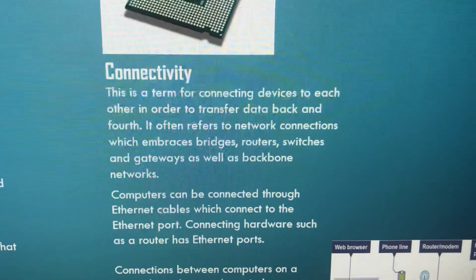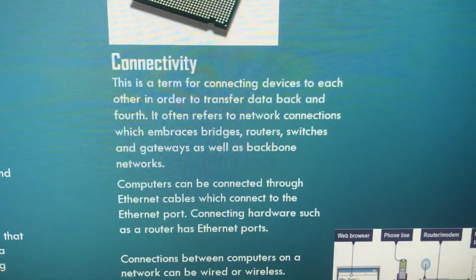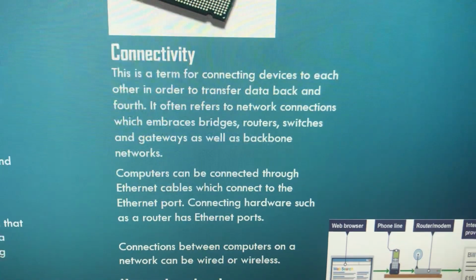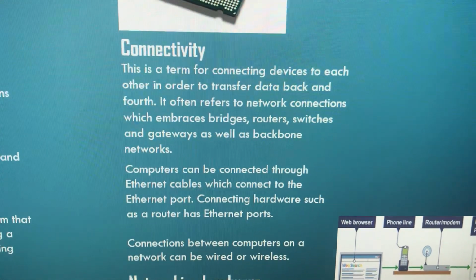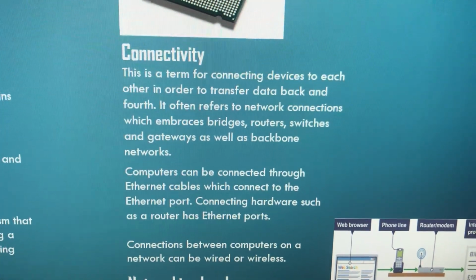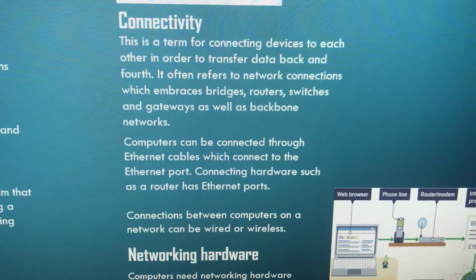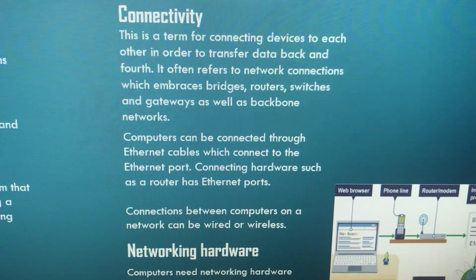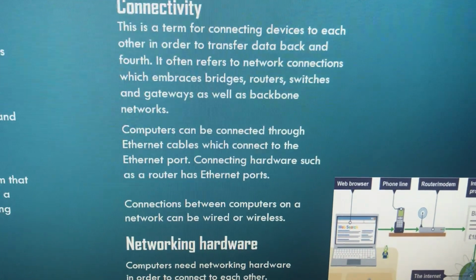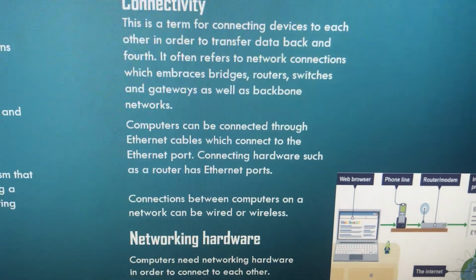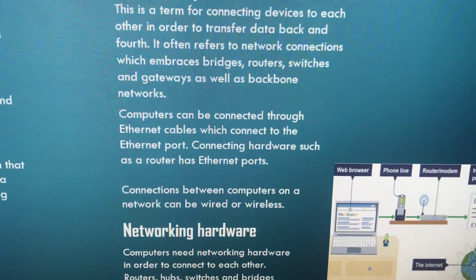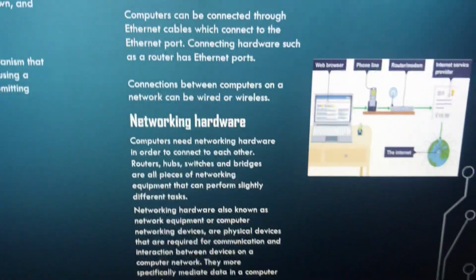Connectivity. This is a term for connecting devices to each other in order to transfer data back and forth. It often refers to the network connections between bridges, routers, switches, and gateways, as well as backbone networks. Computers can be connected through Ethernet cables which connect to the Ethernet port. Connecting hardware such as a router has Ethernet ports. Connections between computers on a network can be wired or wireless.